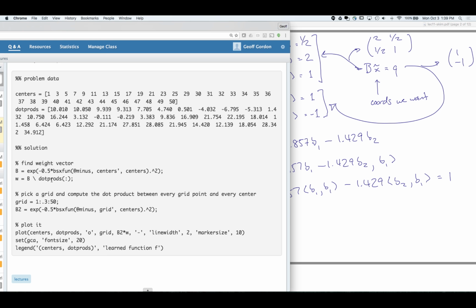bsxfun is MATLAB's implementation of broadcasting. So here what it's doing is it's taking a function and applying it to 2 matrices, and it broadcasts the matrices to make sure they have the same dimensions. So here centers is input as a row vector into MATLAB, so centers transpose is a column vector. So a column vector minus a row vector gives us a matrix where every element is the difference between element i of centers and element j of centers, right? And then we component-wise square that, multiply by minus 0.5, and exponentiate, right?